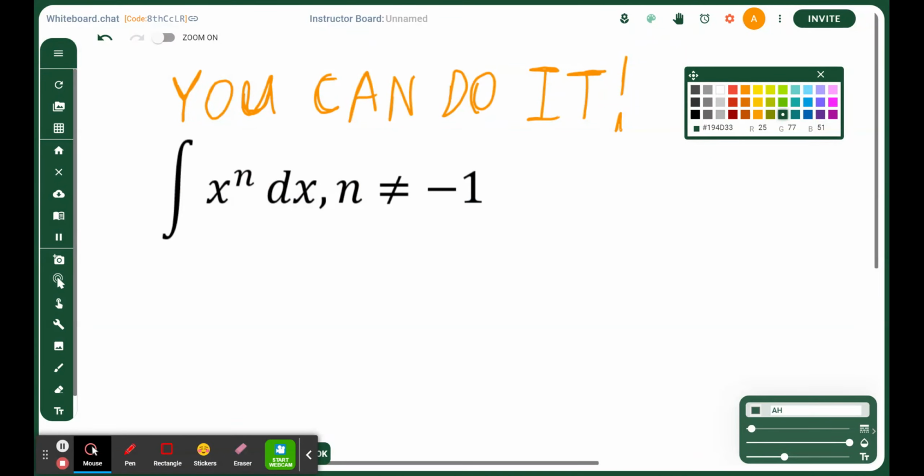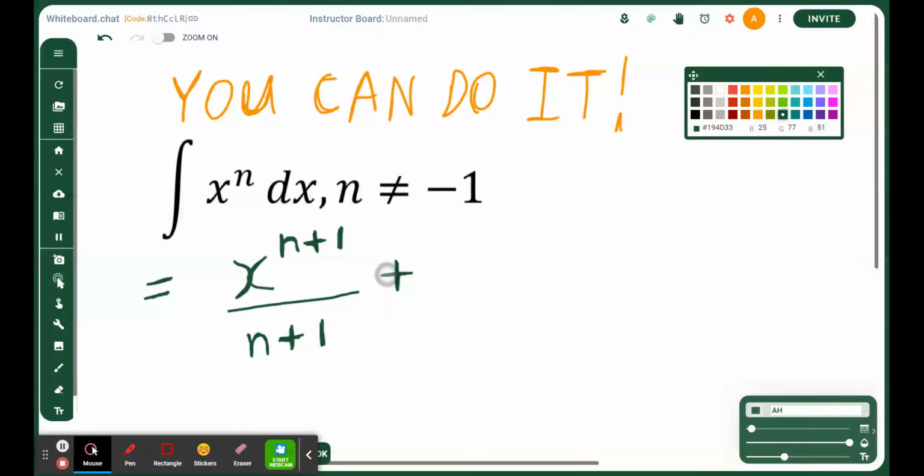Hi everyone, let's take a look at the following example. Find the antiderivative or the integration of x to the power of n with respect to x, where n cannot be -1. Step number 1, you copy x to the power of n and you have to add 1 to the exponent. So again, x to the power of n plus 1, you divide this by n plus 1.